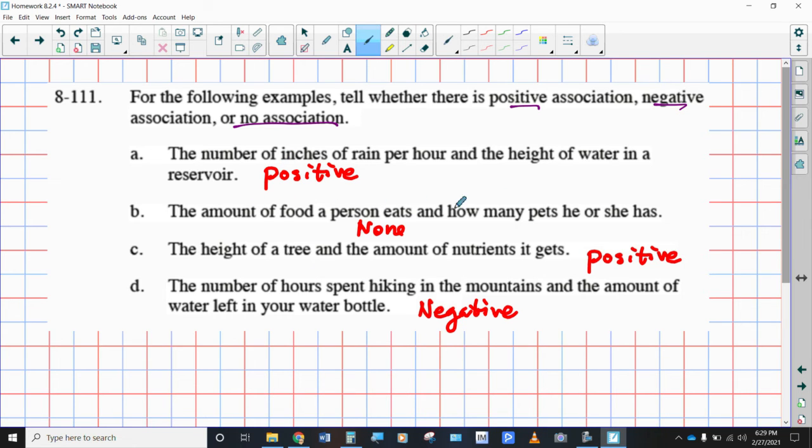The amount of food a person eats and how many pets he or she has, there's no correlation between those. The height of the tree and the amount of nutrients it gets, it's positive. We've already seen this. I don't want to do this again.